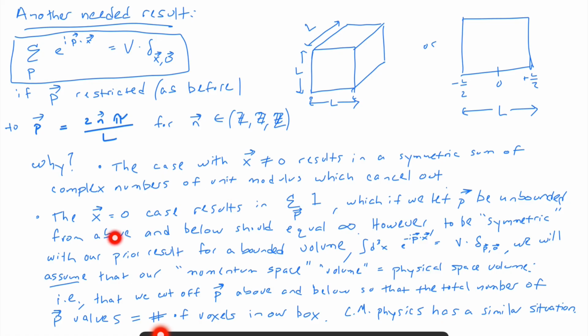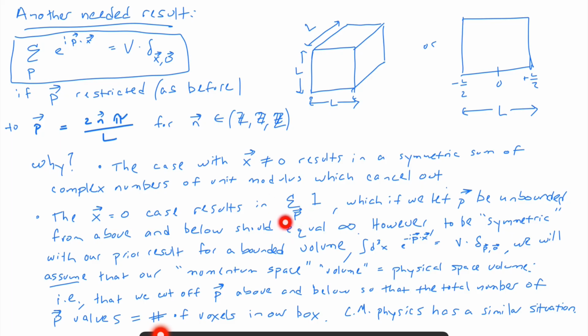What about the case when x is equal to 0? Well, when x itself is equal to 0, this is 0, and then this whole exponential is 0, and then you just have e to the 0, which is 1. So then you just basically have this sum, a sum of you just keep adding 1 to itself. How many times? Well, all the possible allowed values of p.